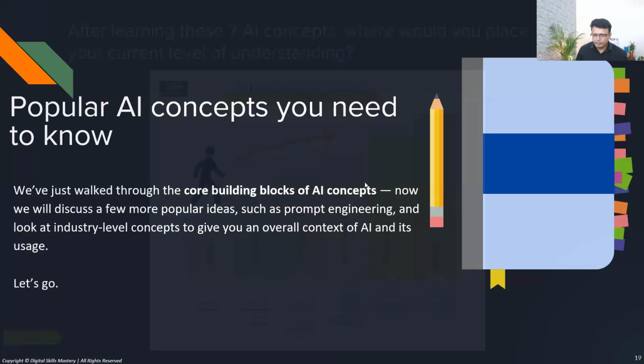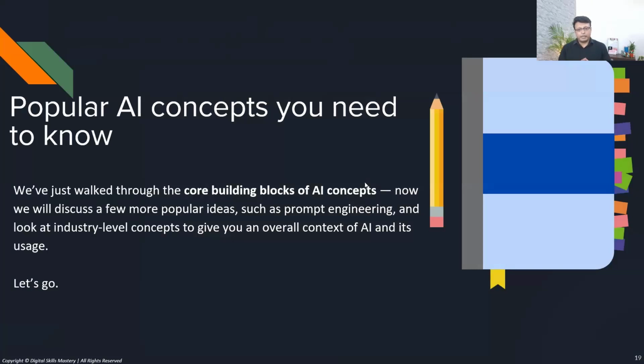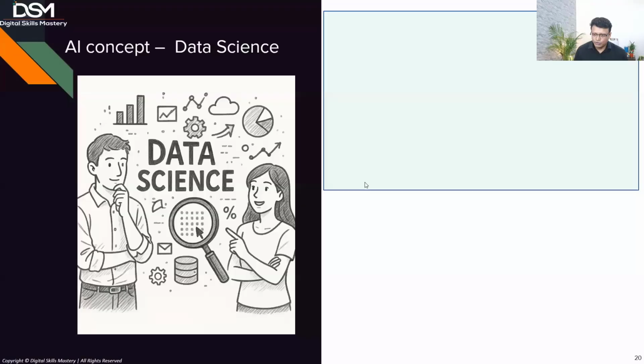Moving forward. Some other popular AI concepts that you need to know. We have just walked you through the core building blocks. Now we want to discuss some of the popular ideas like prompt engineering and data science. So let's go and explore those.